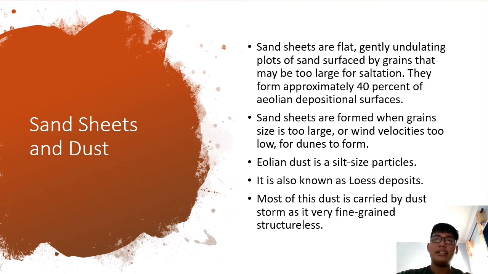Aeolian dust is a silt-sized particle. It is also known as loess deposit. Most of this dust is carried by dust storms as it is very fine grained and structureless. This dust storm can carry on for many days and can be transported over a long distance, such as from the Gobi Desert to Hawaii, and sometimes from the Sahara Desert into Europe.